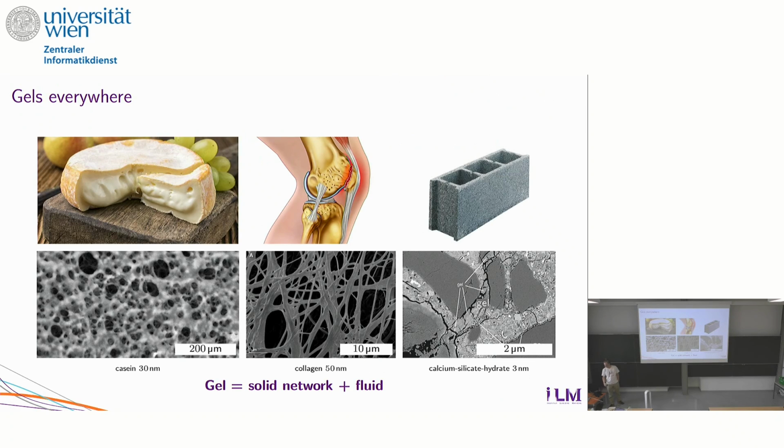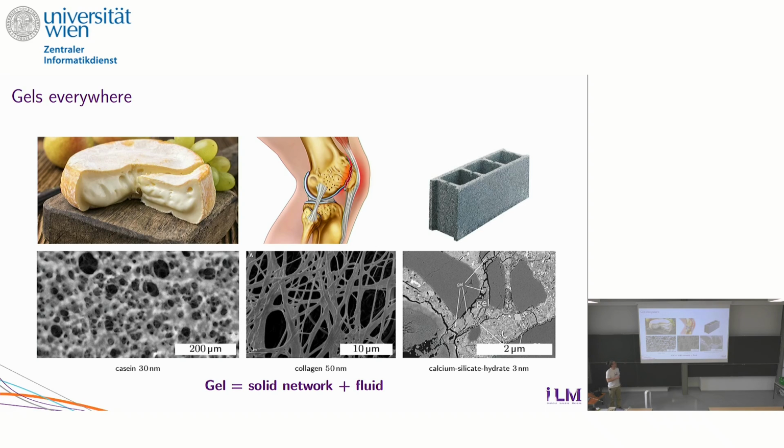I'll be talking about gels. So gels, we've heard a bit about that. They are everywhere. They are in our food. They are in our body. They are also in some construction materials. And they are characterized by a microstructure that is a network that is, let's say, solid, and that is interpenetrated by a fluid.